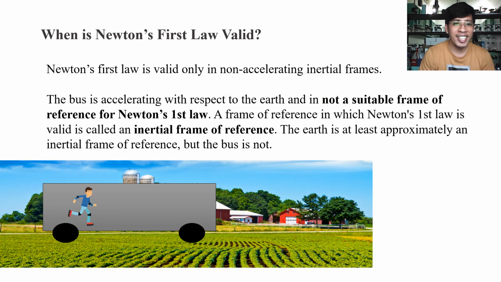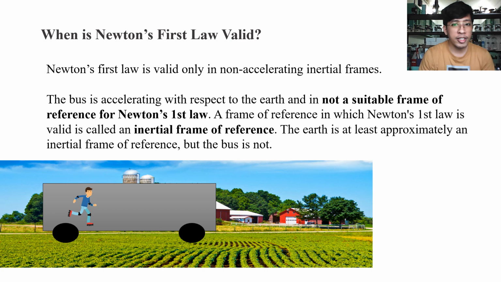Newton's first law, again, is valid only in non-accelerating inertial frames. The bus is accelerating with respect to the Earth, and is not a suitable frame of reference for your Newton's first law. A frame of reference in which your Newton's first law is valid is what we call an inertial frame of reference. We have already talked about frames of reference in lesson 2.